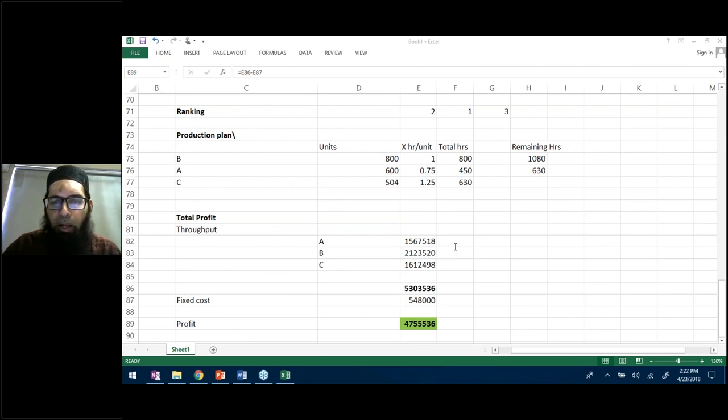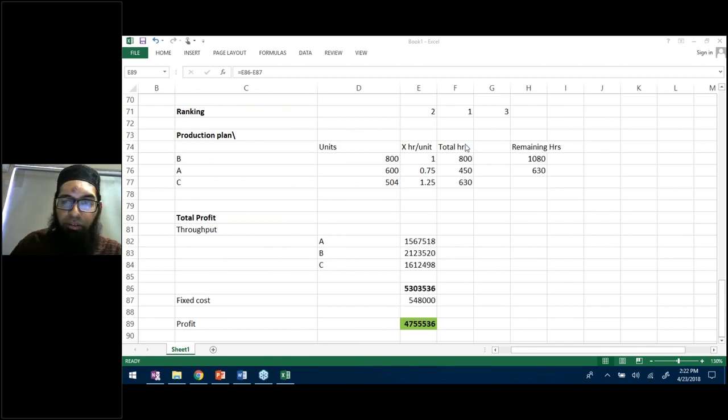First of all, I'm answering the question of Mohammed Hamza Siddiq, who has asked whether the ranking could be done via the throughput per bottleneck as well. Yes, you can also rank your product through throughput per bottleneck because the conversion cost per hour will remain the same for all the products. So we will always find the same ranking. Either we use the throughput accounting ratio or we use the throughput per bottleneck.